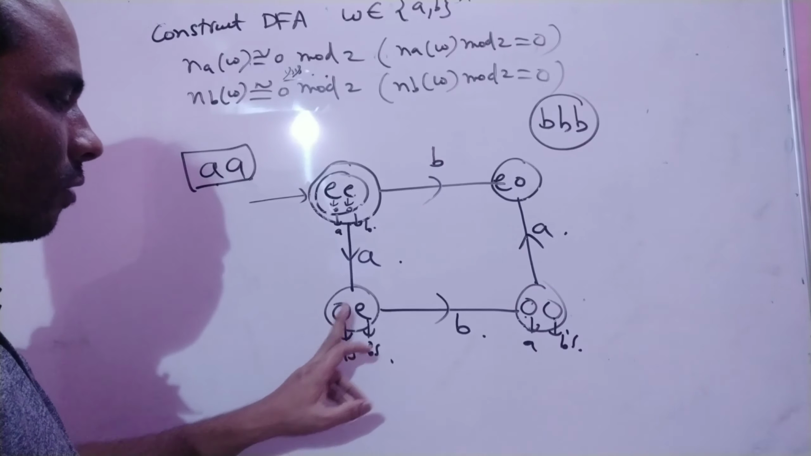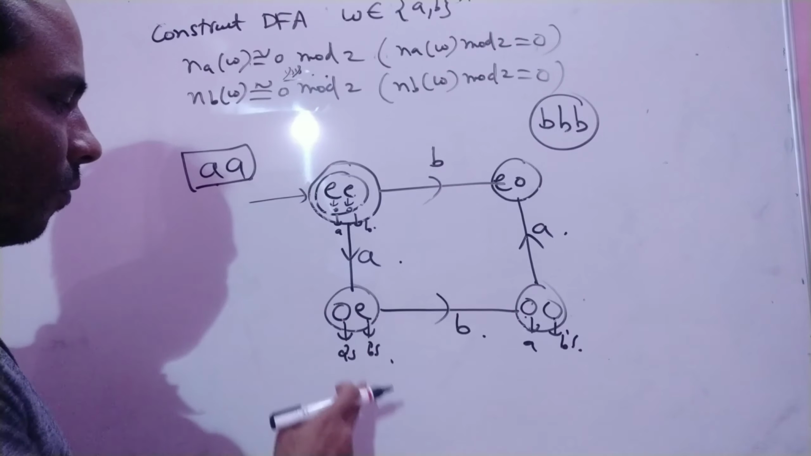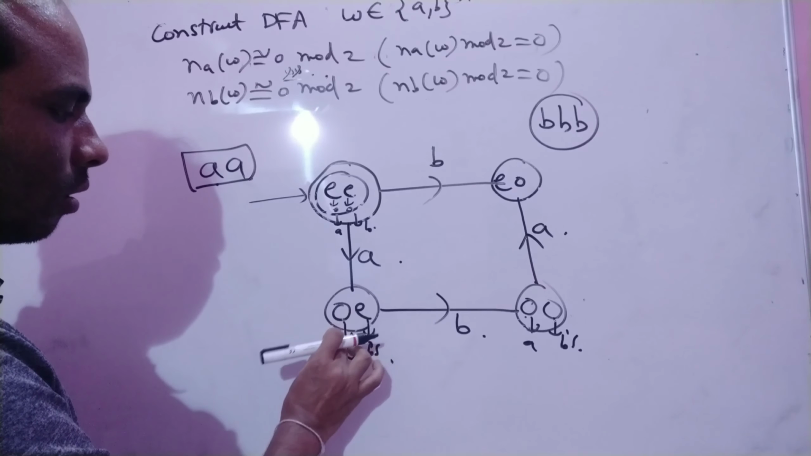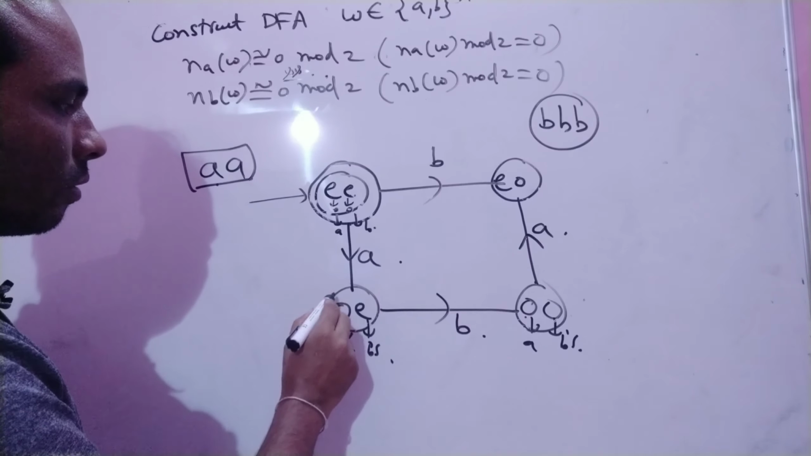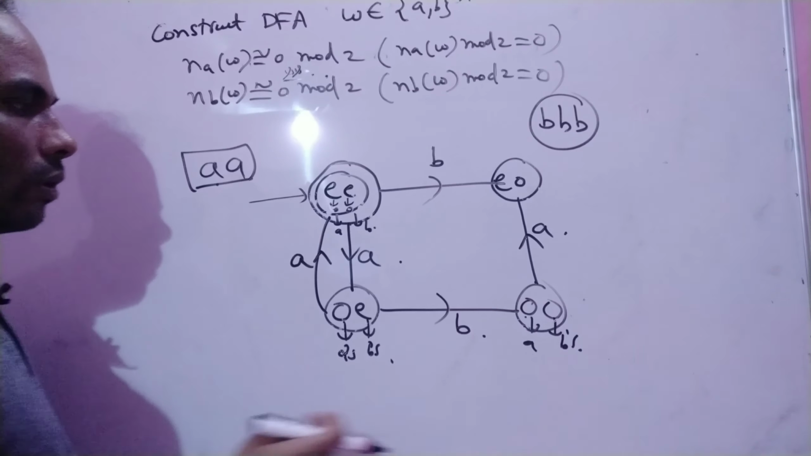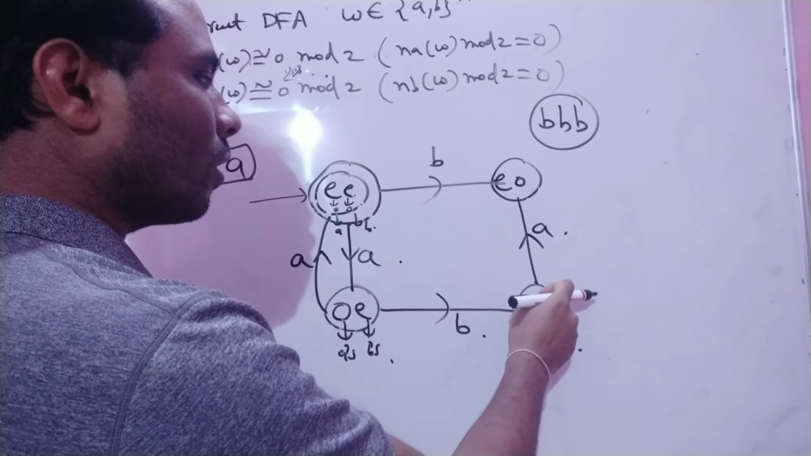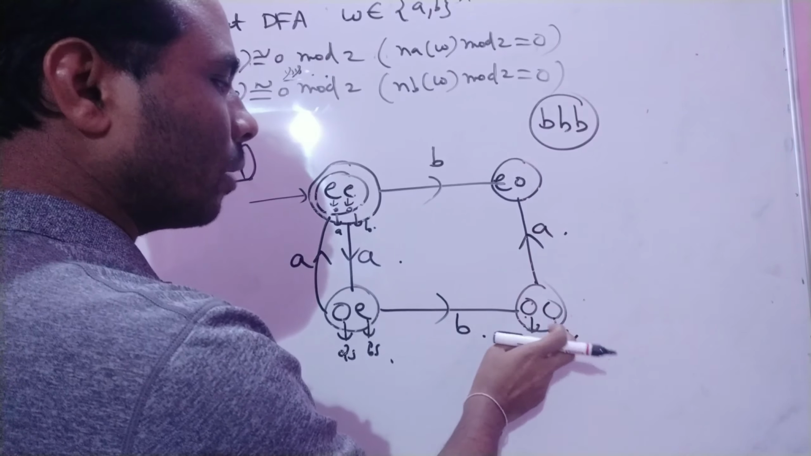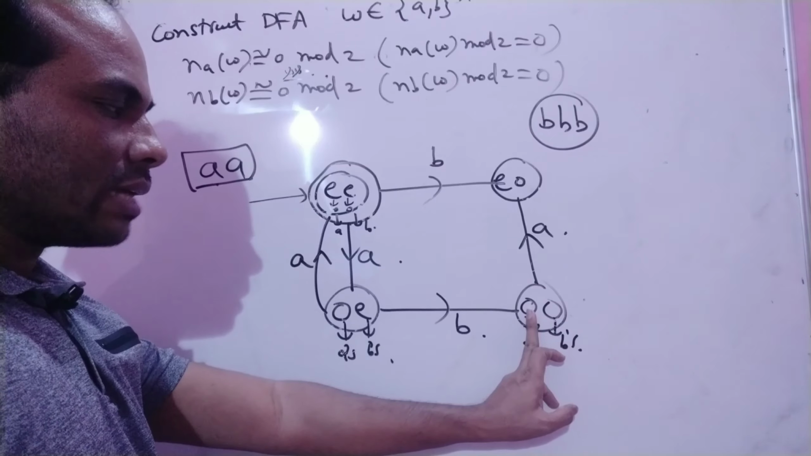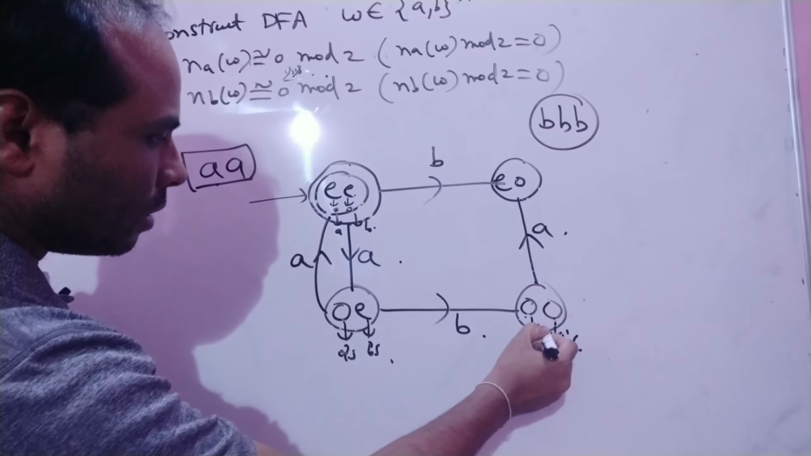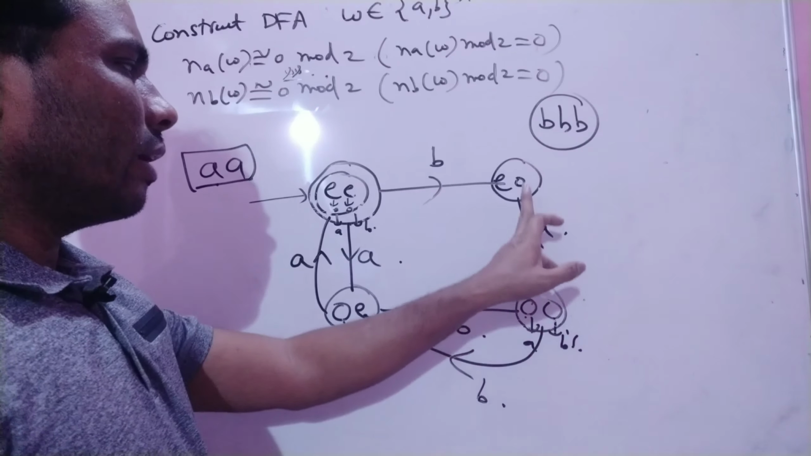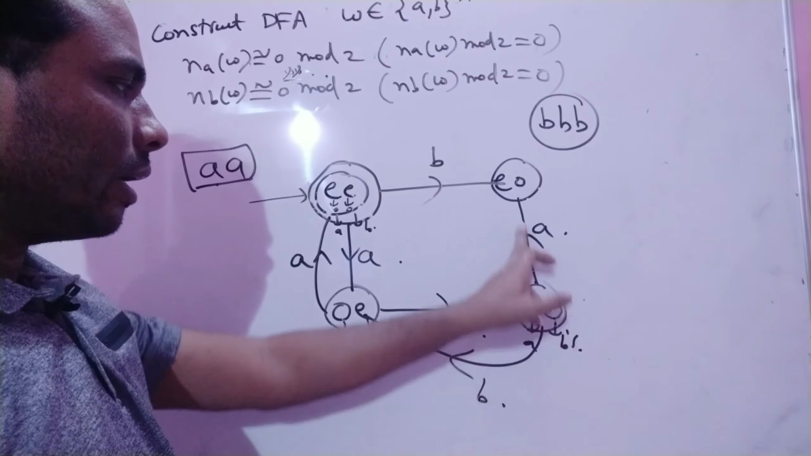So if you are applying one A, what will happen? If number of A's are odd, and you are applying one A, this odd number becomes the even number. So where it will go? It will go here. If you are applying A, you are going here. So what about this? If you are applying B's, this is as it is, but this becomes change. If you are applying B's, you are coming here.